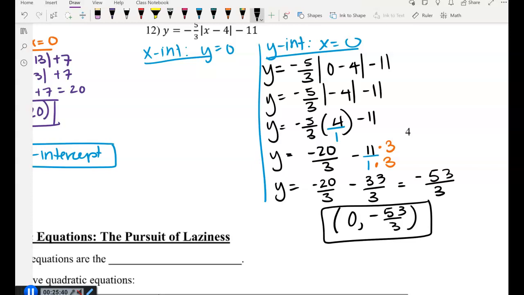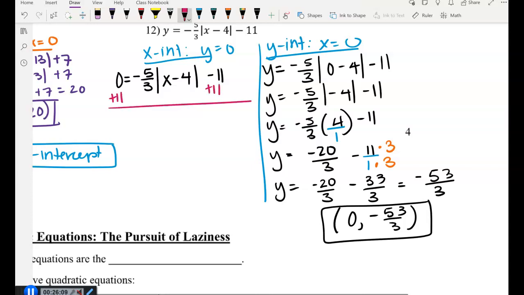X-intercept. We will now set y equals to what, Chase? 0. That's right. Let's do it. 0 equals negative 5 over 3 times absolute value of x minus 4 minus 11. And just like every time we solve for x, students, we have to isolate what? The absolute value. By moving what first? Dylan, move what first? 11. Yes, sir. Thank you, sir.